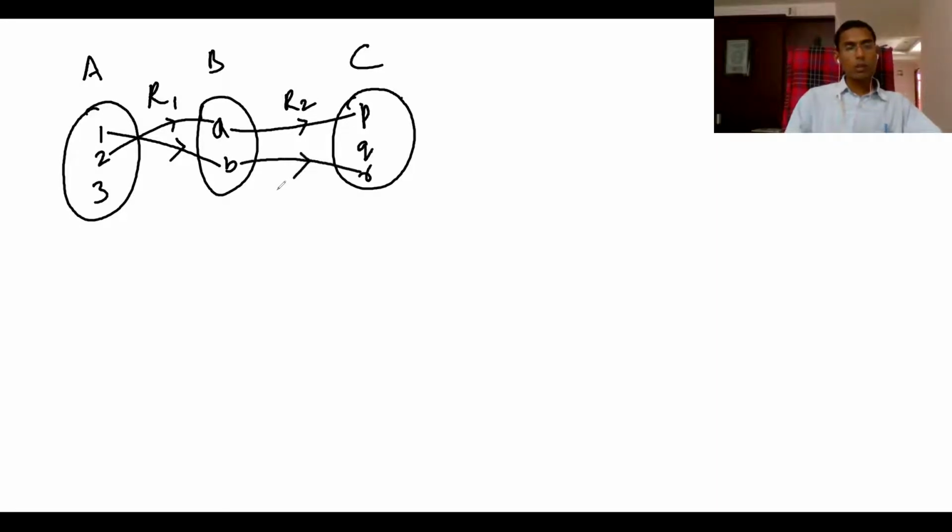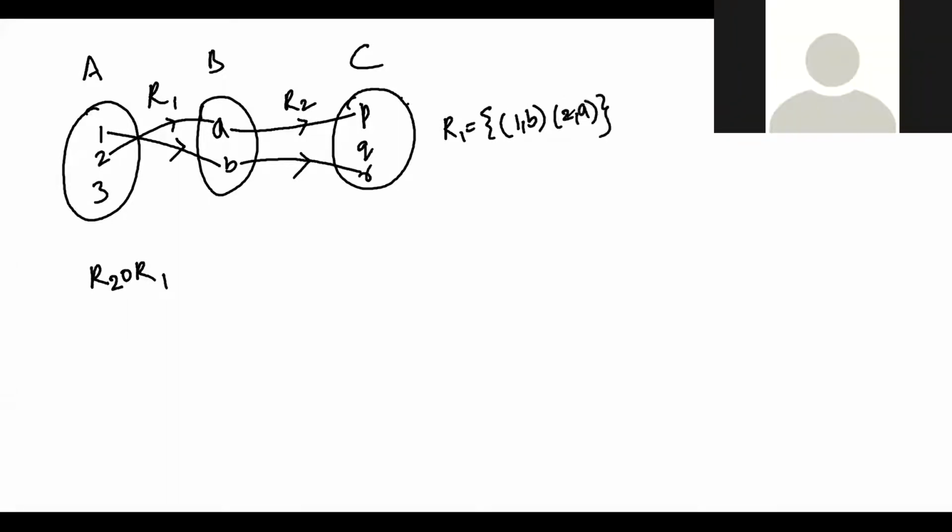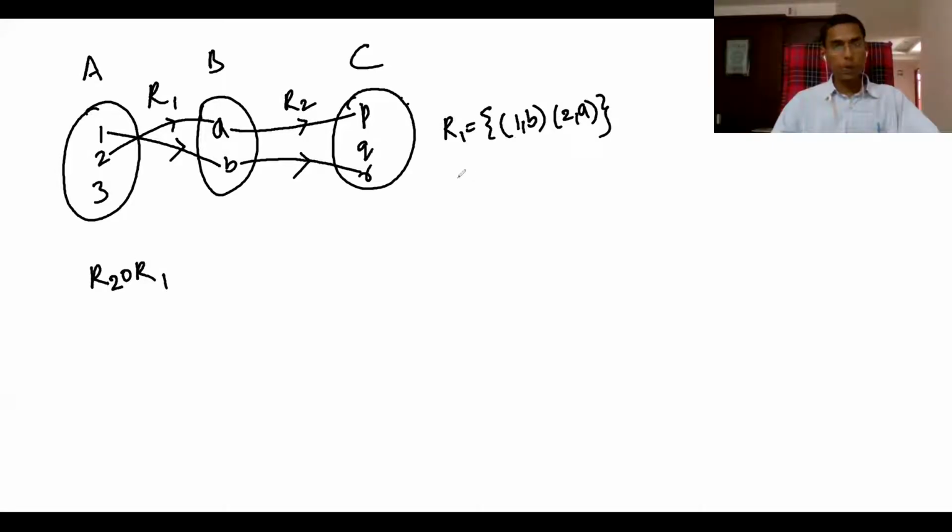Now what does it mean? Now R2 circle R1. Very clearly R1 is (1,b), (2,a). Its domain is 1, 2, and range is a, b. R2 is very clearly (a,p), (b,r). Therefore R2 circle R1 is what?